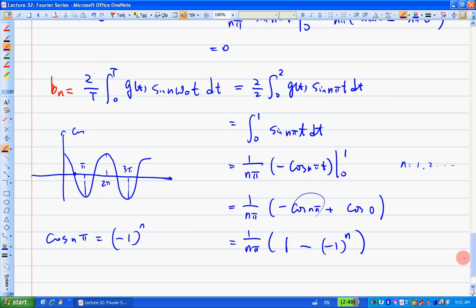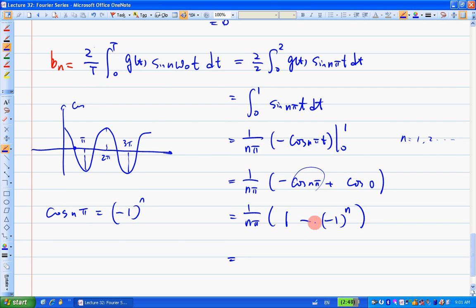So overall, what you can summarize is, when n is an even number, when n is 2, 4, 6, this 1 minus 1 is 0. So it's 0 when n is even. And when n is odd, this becomes 1 plus 1, which is 2. So that's basically 2 over n pi. Does that make sense? So that's the Bn value.